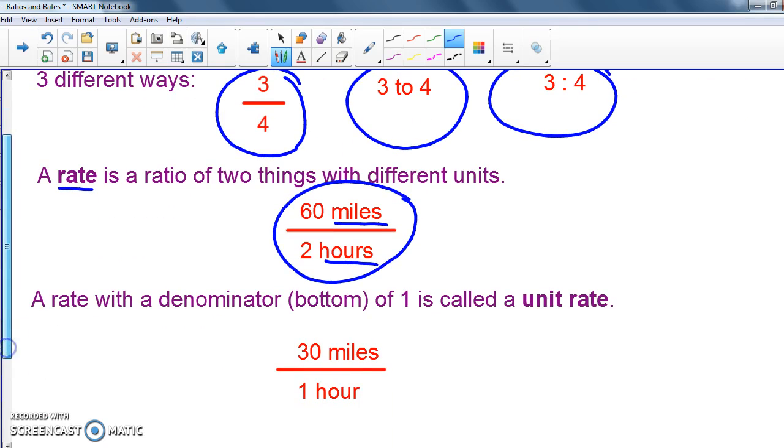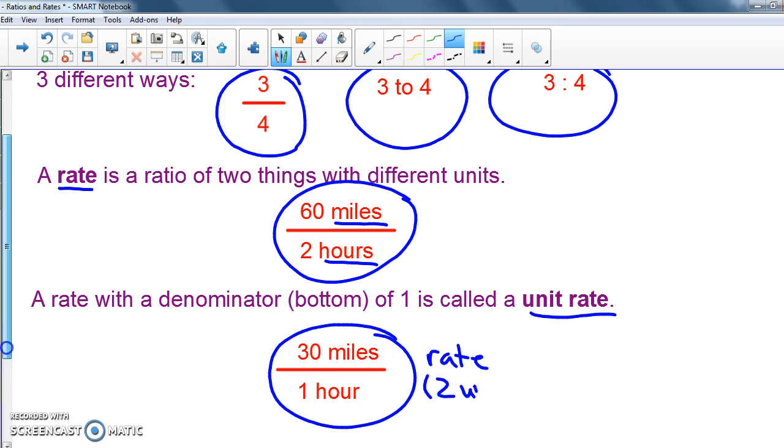And if you look down at the bottom here, it says a rate with a denominator of 1 is called a unit rate. So this is definitely a rate because it has 2 units, but it's a special kind of rate. It's called a unit rate because the bottom is 1. Okay, so 60 miles in 2 hours is a rate. 30 miles in 1 hour is the unit rate because it has a 1 at the bottom. Okay, so pause this video if you need to copy this down.